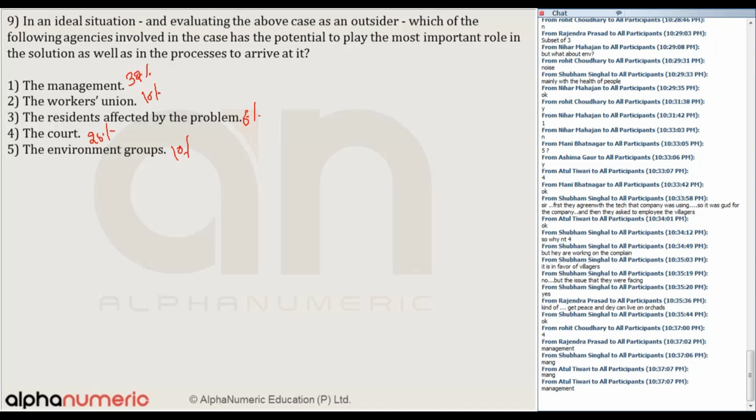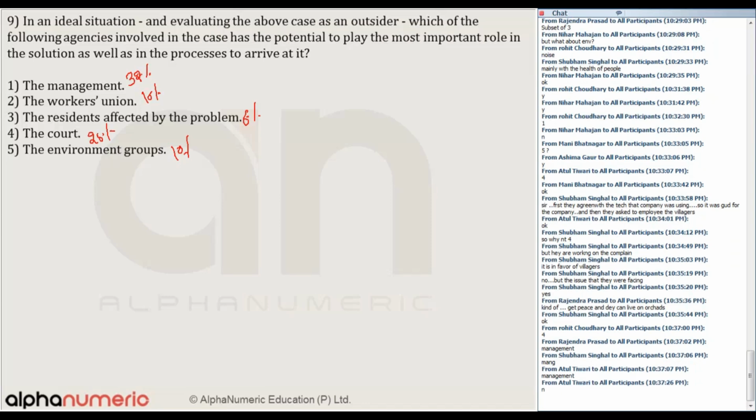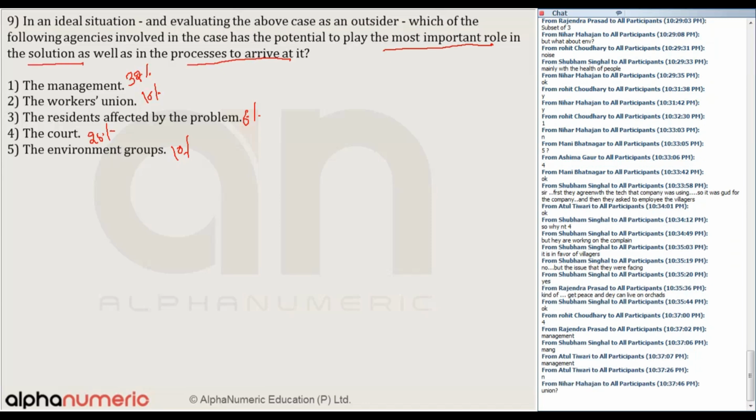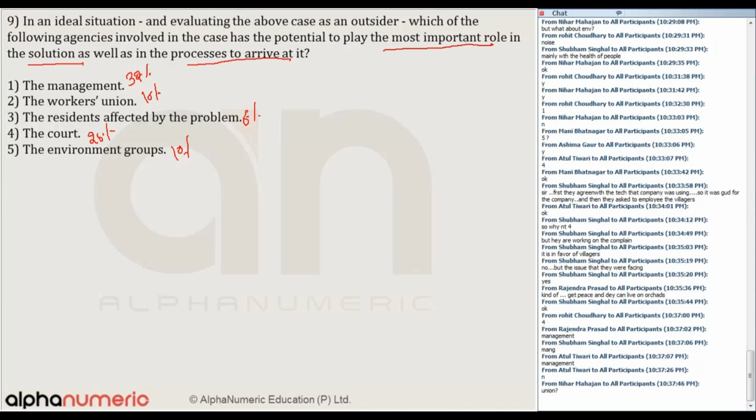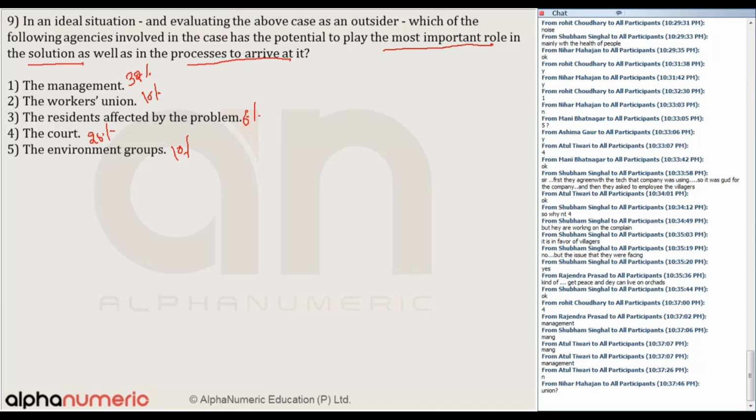So it says, in an ideal situation, and evaluating the above case as an outsider, which of the following agencies involved in the case has the potential to play the most important role in the solution as well as in the process to arrive at it? Okay. When you are saying the management, or as a matter of fact, the court and everything, okay. If yes, that's right. The answer should be the workers' union only. In any major company, okay, the worker union, yes, in this case, the worker union approached the court, that's right.